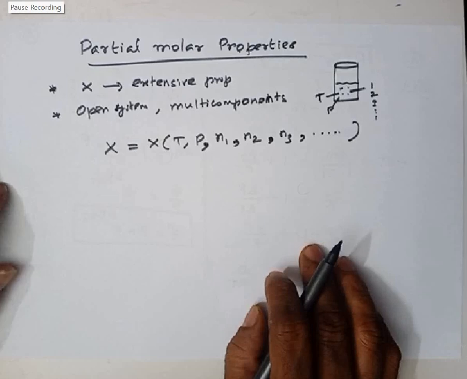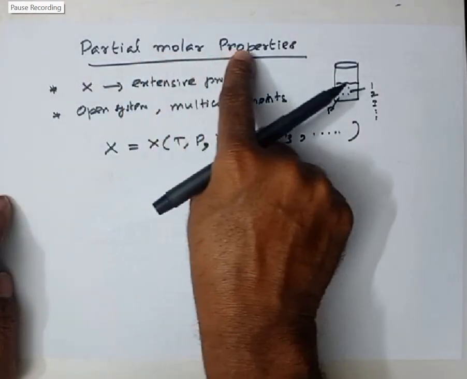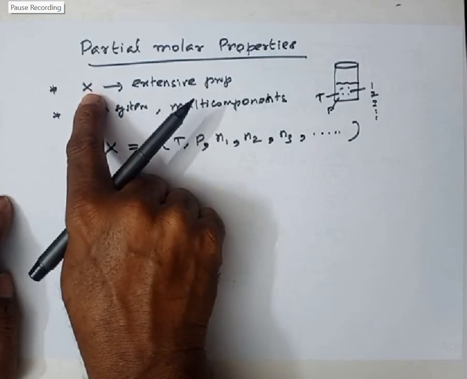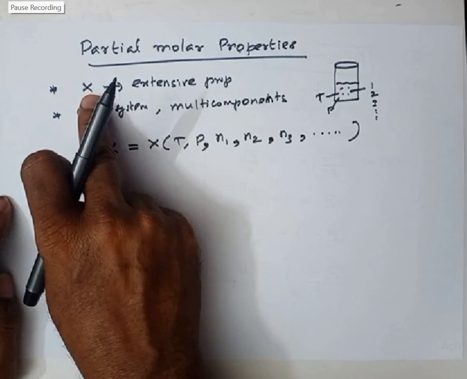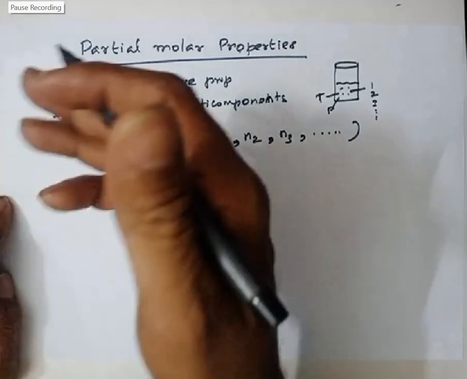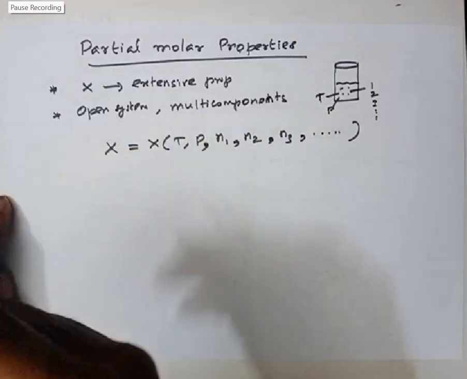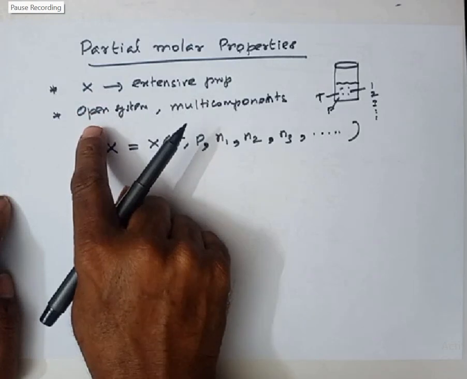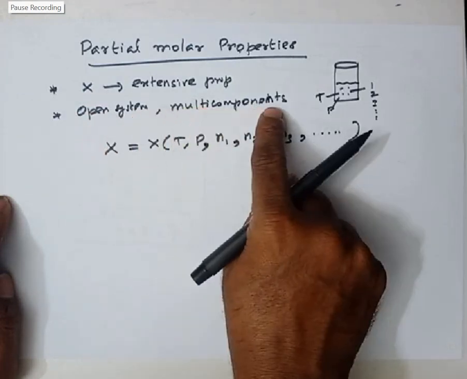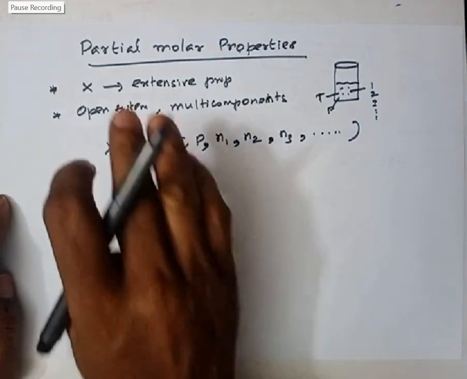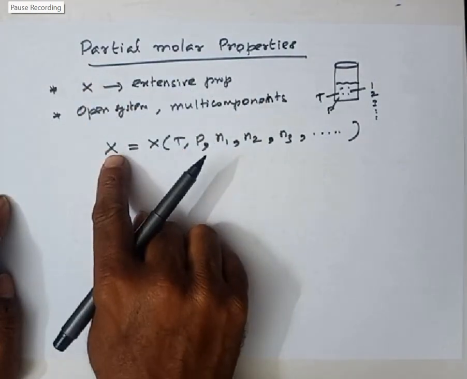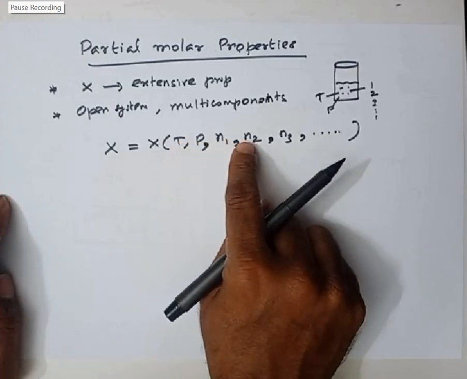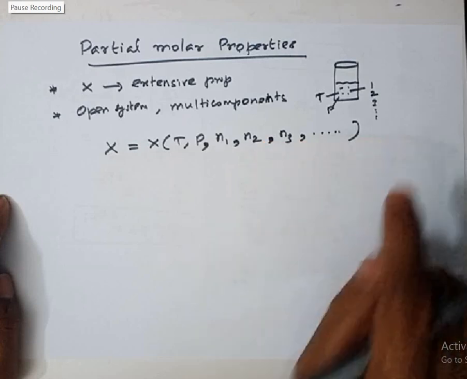Listen. We are going to discuss the next important topic called partial molar properties. You take some extensive property X. It may be internal energy or enthalpy or Gibbs free energy, whatever it is, but it should be an extensive property. Now you take an open system containing many components. In that case, the extensive property X is a function of temperature, pressure, number of moles of component 1, number of moles of component 2, number of moles of component 3, etc.